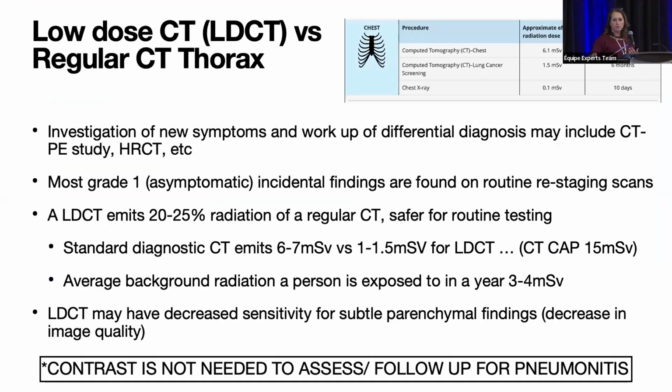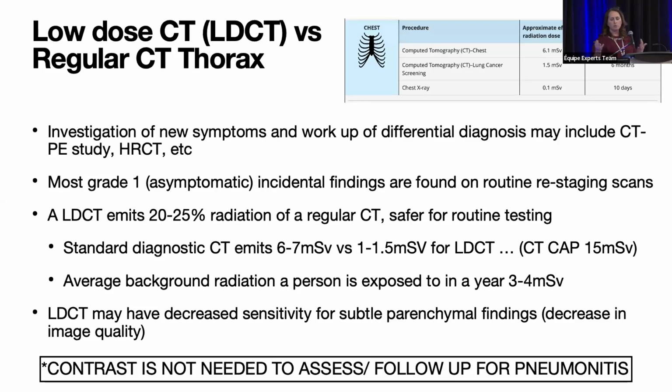And why is this important? We have to consider that we're exposing these patients to repeated scans very, very frequently. Our cancer patients are living a much longer time. And so the dose of radiation exposure is really not negligible. A low-dose CT will emit about a quarter of what a regular CT scan emits in terms of radiation exposure.